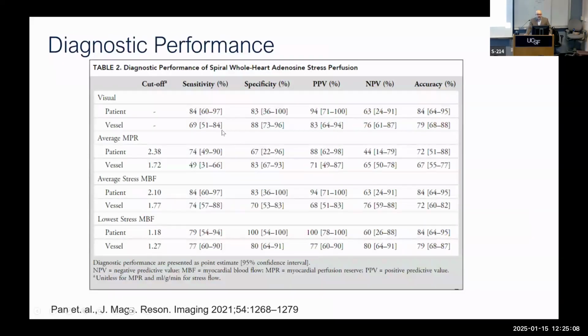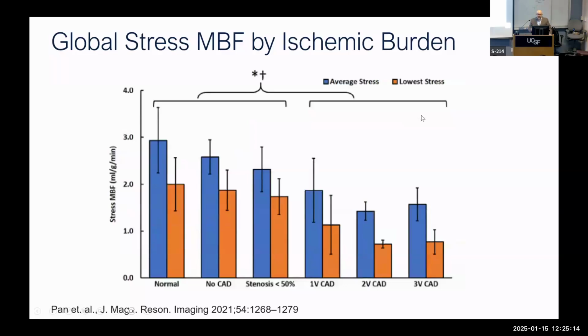Diagnostic performance, again: sensitivities in the mid-80s, accuracy in the mid-80s, with either visual analysis of these images or by looking at ischemic quantification. And as one might expect, if you look at global values, you see a progression in the abnormalities as you move from single vessel disease to multi-vessel disease.